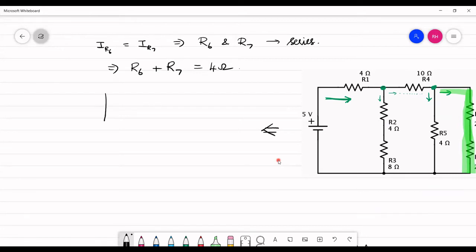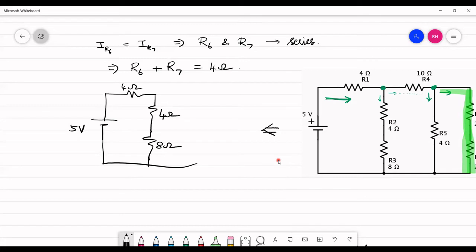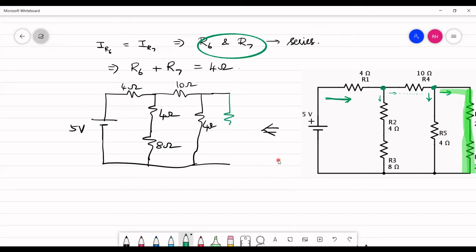Okay, so I have the voltage source 5 volt, 4 ohm, 4 ohm. Here you have an 8 ohm. And then here you have a 10 ohm resistor and R5, which is 4 ohm. And now we have reduced this portion, right? We have combined R6 and R7 and we have found that to be 4 ohm.